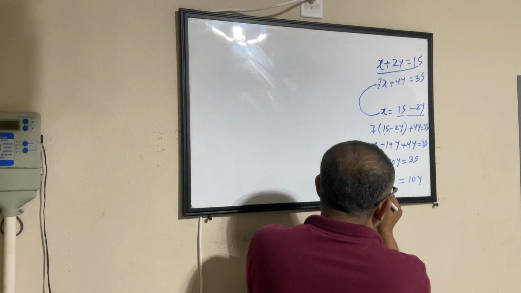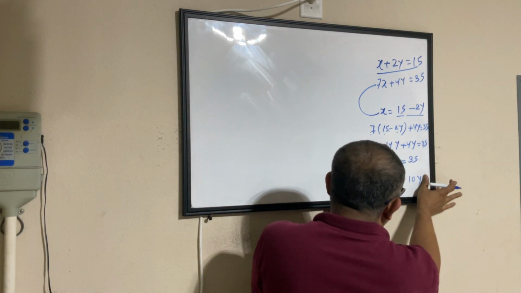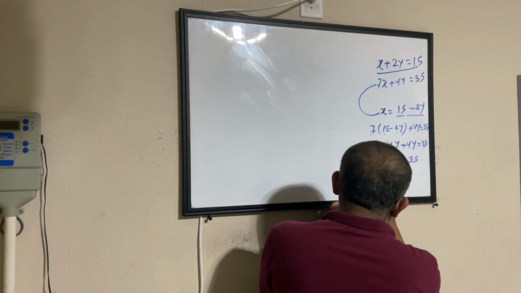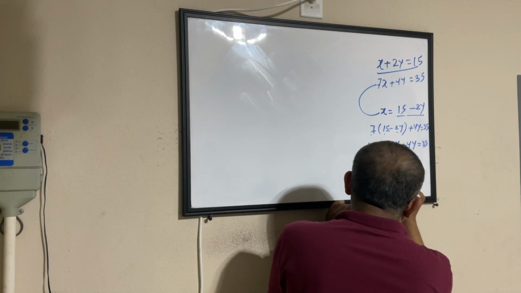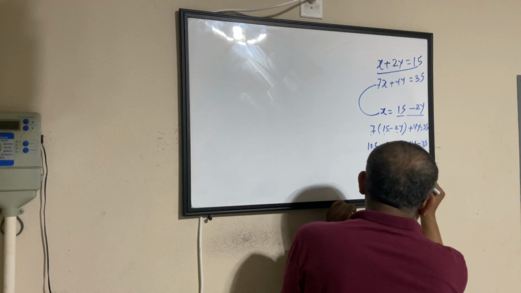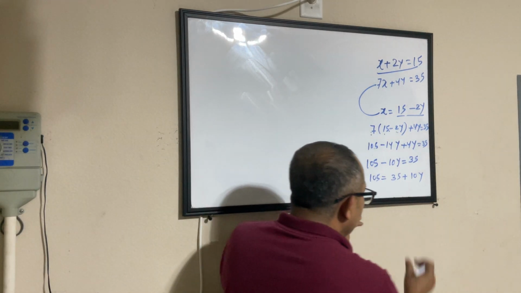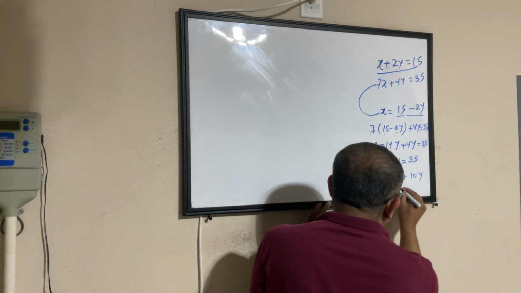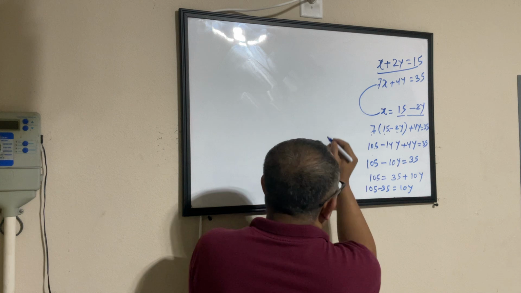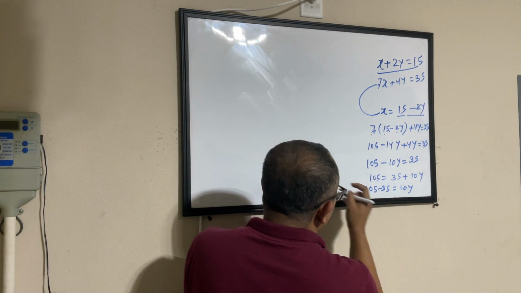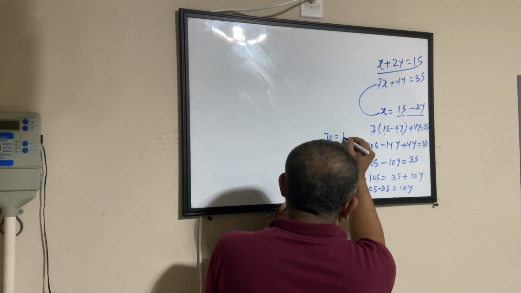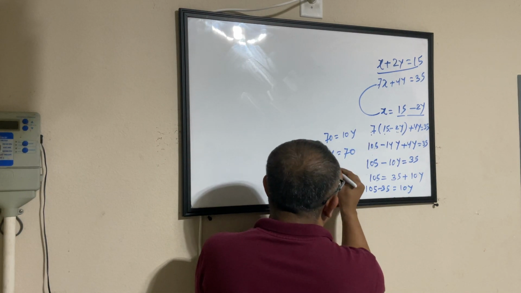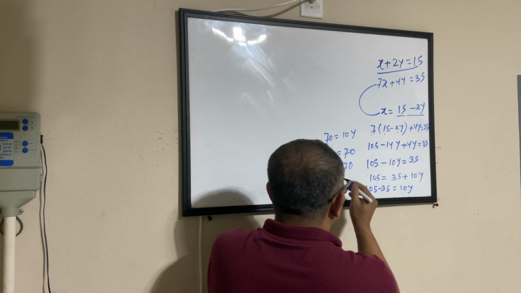So let me do step by step. Okay, I jumped one step here. So here I will say 105 equals 35 plus 10y. Now I want to move this number also to this side. So 105 minus 35 equal to 10y. 105 minus 35 is 70. 70 equal to 10y, or 10y equal to 70, or y equal to 70 by 10.